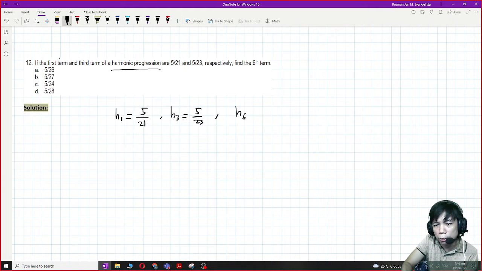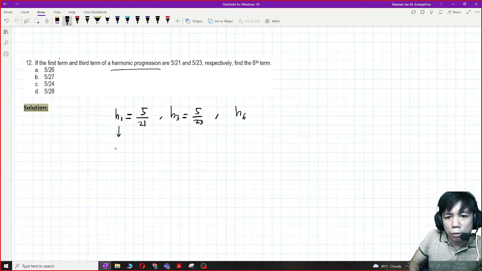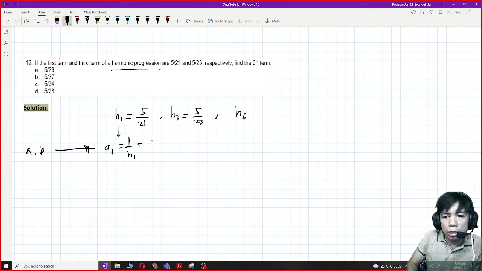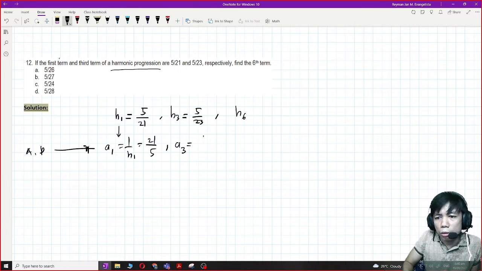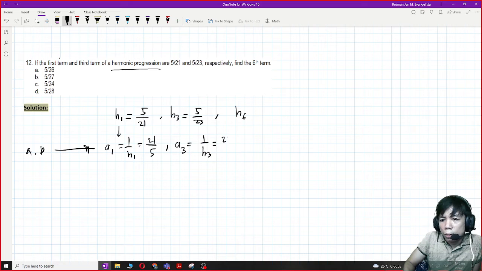So H6. When we say harmonic progression, if you take the reciprocal of H1, that becomes the first term of the arithmetic progression. So 1 over H1. The reciprocal of 5 over 21 is obviously 21 over 5. Then our third term in the arithmetic progression is A sub 3, or 1 over H sub 3. That is 23 over 5.